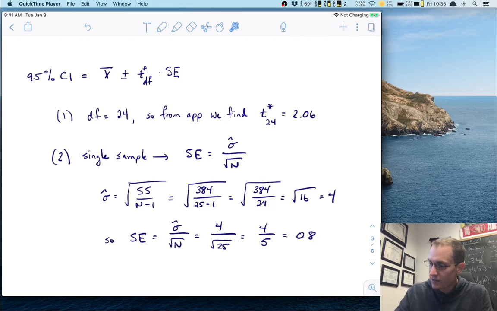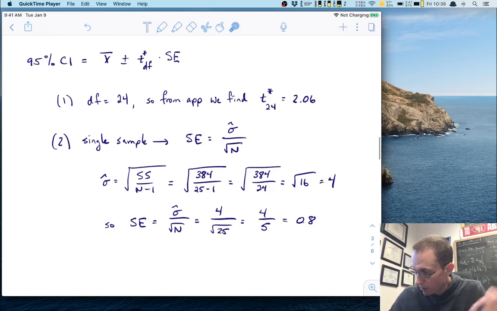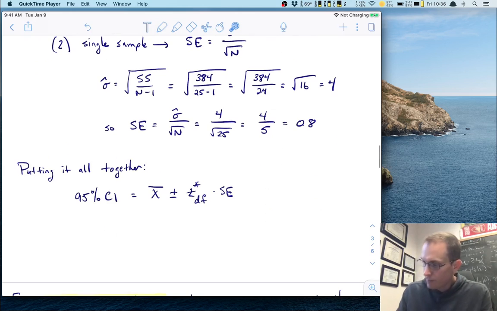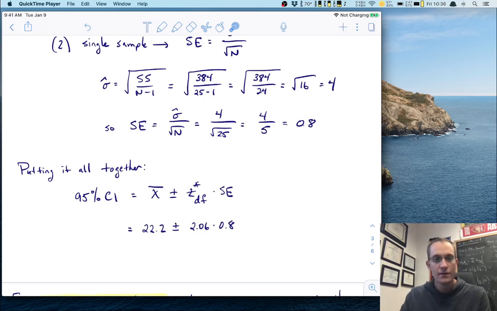So we've got our sample mean, which was given to us in the problem, we've got t star df, it's 2.06, and we've got the standard error, it's 0.8. So let's put all this together. Our 95% confidence interval will be the sample mean of 22.2 plus or minus t star df times the standard error. And let's go ahead and figure out what this margin of error is. Remember, you need to do that multiplication first.